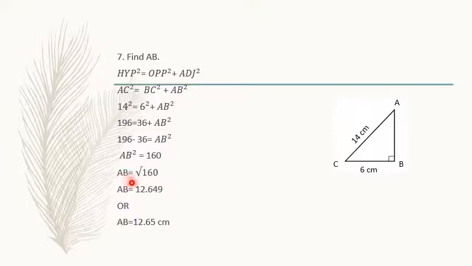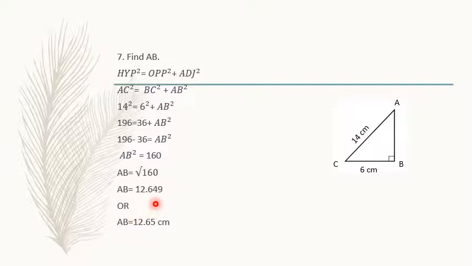Now I have a square on this side, but I need to find the value of AB only, not AB square. So I will try to take this square to the other side. If I take it, it becomes a root. So you check in your calculator, where is your root? Type root, then type 160. If you type 160, you will get 12.649.